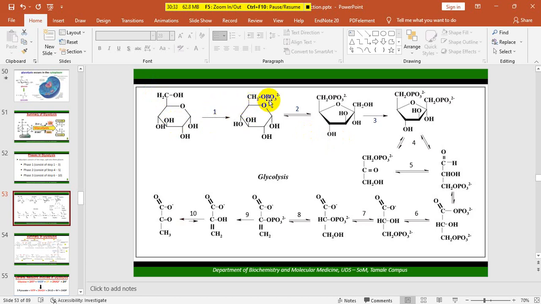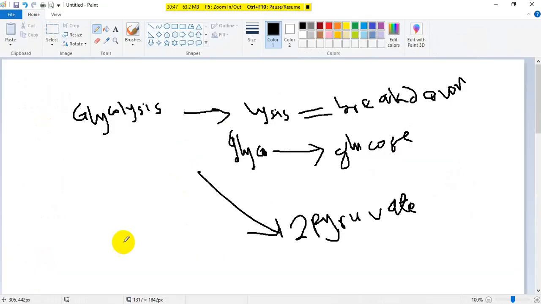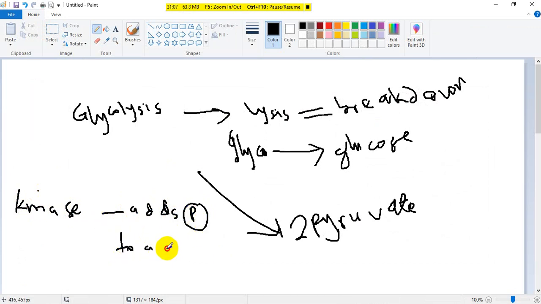Then hexokinase will add a phosphate group to carbon 6. This is carbon 1, carbon 2, carbon 3, carbon 4, carbon 5, carbon 6. So hexokinase. A kinase is an enzyme that adds what? A phosphate group to a substrate. A kinase adds a phosphate group to a substrate.